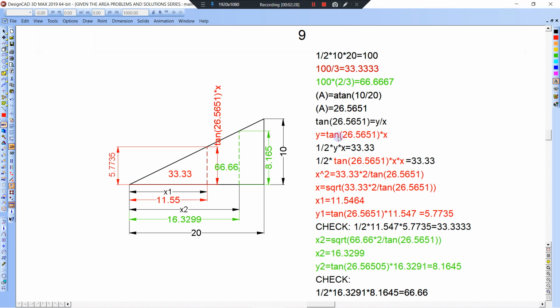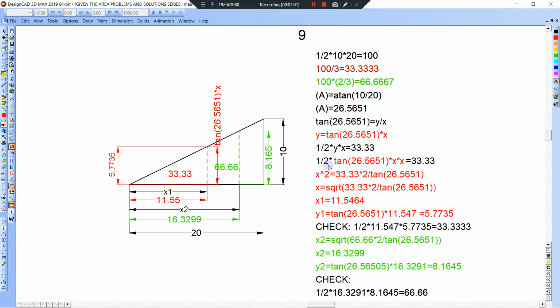Skipping a step, tangent of 26.5651 is equal to y over x. And we're going to solve for y, so we just move x to the other side. And that's what we get here, y is equal to this times x. So we're going to plug that into the formula: 1/2 of y, which is tangent of 26.5651 times x, times x. So we just replace the y with this value.